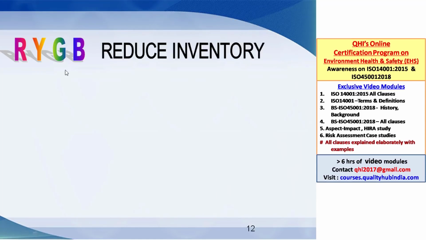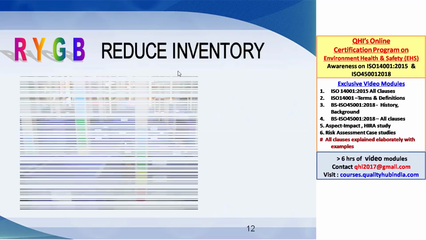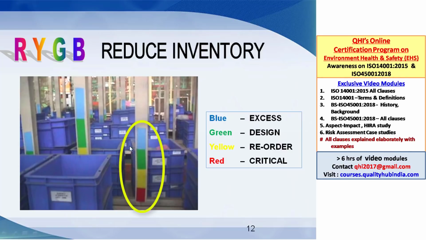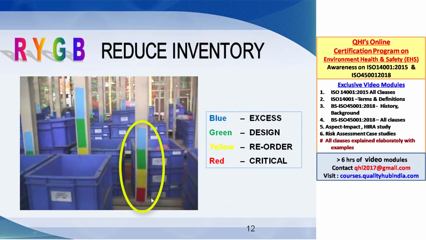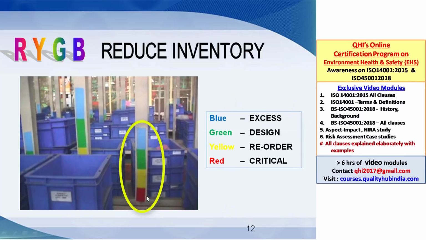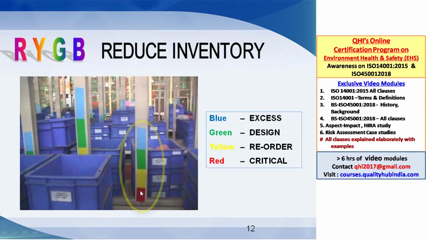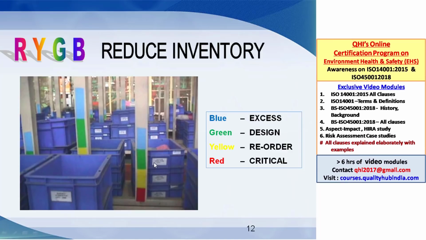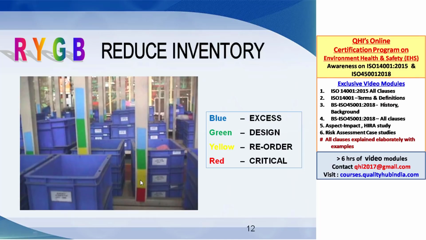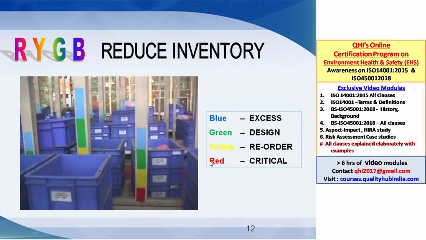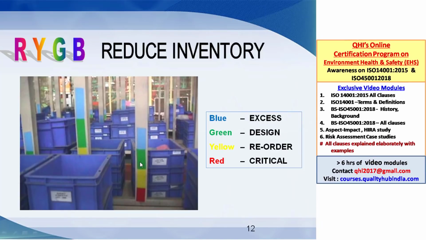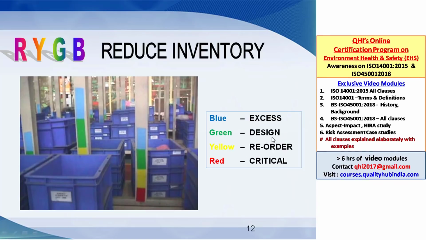Friends, we also use the RYGB methodology for inventory management. Here you can see that for inventory management, this company is using color coding. This red line indicates the critical zone. That means if the inventory level goes down to the red zone, it indicates that the desired level of inventory is not there. When the material is up to the yellow zone, that means it's a reorder level. That means we need to raise a requirement for procurement of the material. When the inventory is up to the green zone, we are on the safer side. That's what the design level is.